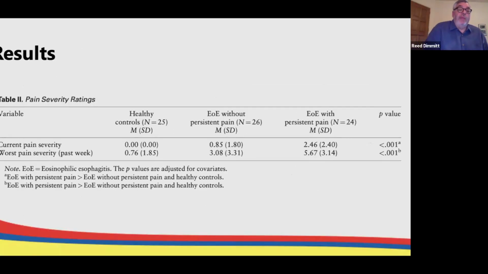So when we looked also at pain severity ratings, and this is certainly self-propagating, I guess, when we looked at the three groups across pain, certainly the healthy group had no pain. The EOE without pain didn't have much pain, but the group with EOE with pain indeed did have pain other places. And worst pain severity, again, was much higher in this group.